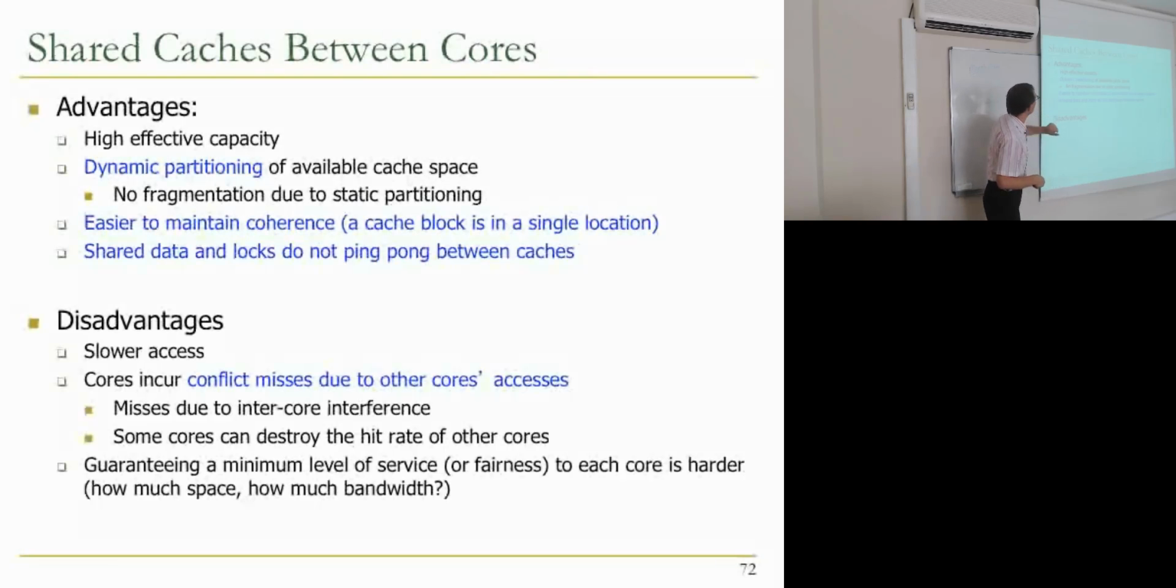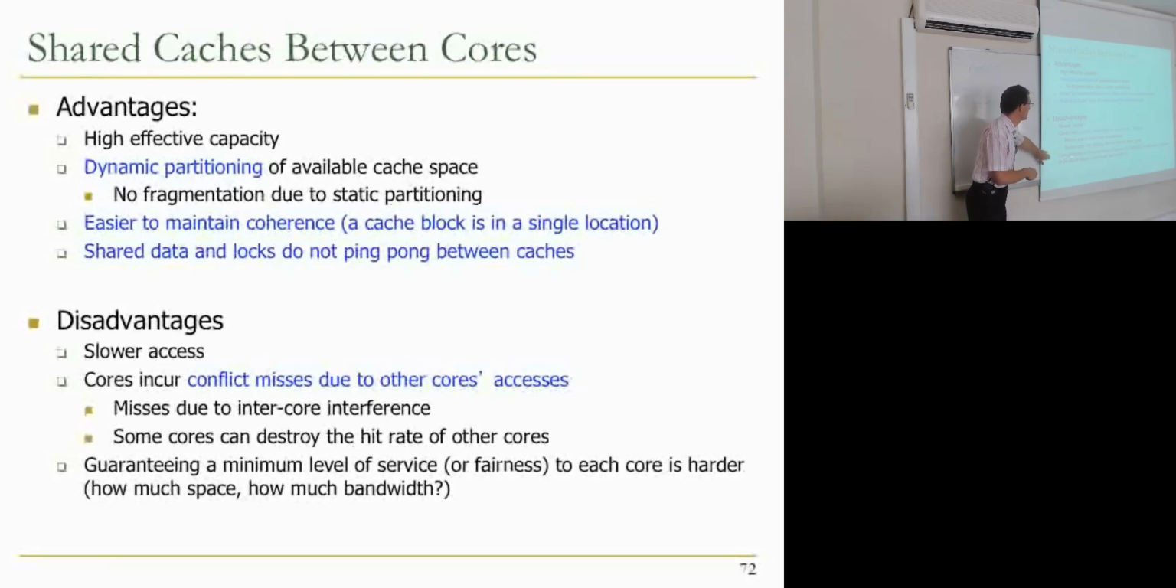But there are disadvantages to shared caches also. First, you get slower access because it's bigger. You cannot customize the cache for the core. Cores incur conflict misses due to other cores' accesses. These are misses due to inter-core interference. One core can evict a block of another core. And some cores can actually destroy the hit rate of other cores. I've already given you the example of a streaming core evicting the blocks of a core that has nice locality. And we'll try to fix that problem in the next few mechanisms that I'll describe.